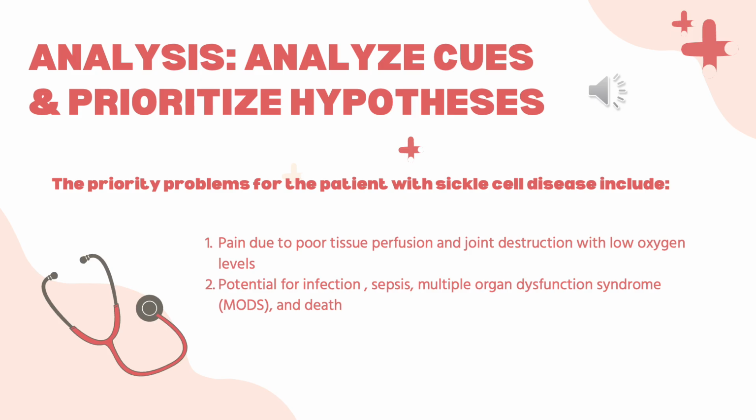Our second problem is the potential for infection, sepsis, and MODS, which is known as multiple organ dysfunction syndrome. So due to compromised immune function, reduced splenic activity, and chronic inflammation, patients with sickle cell disease are at a high risk for infections that can rapidly progress to sepsis. So without timely intervention, sepsis can lead to multiple organ dysfunction syndrome or MODS, and then ultimately can lead to death.